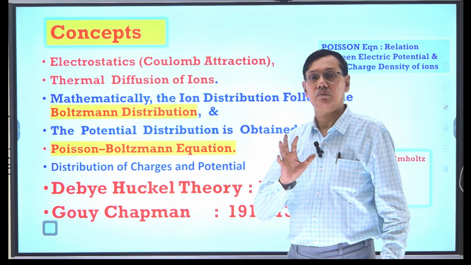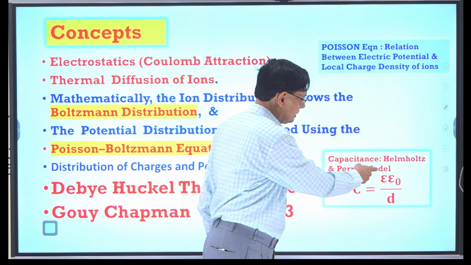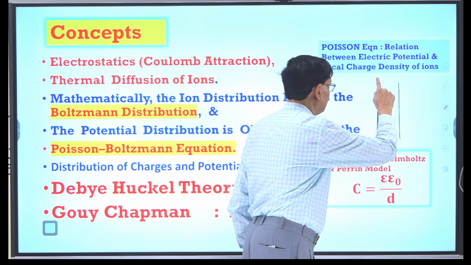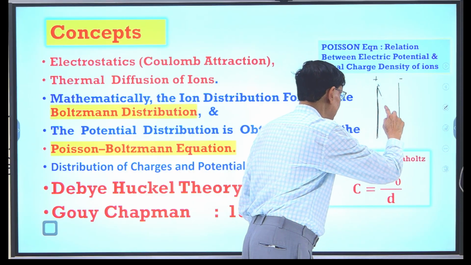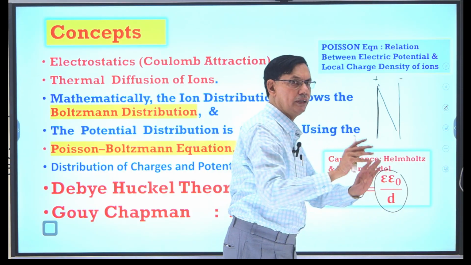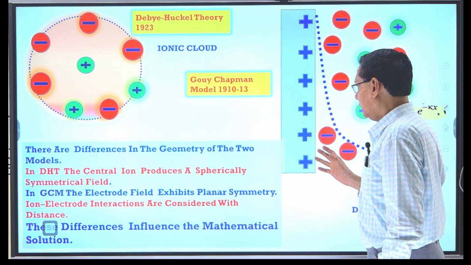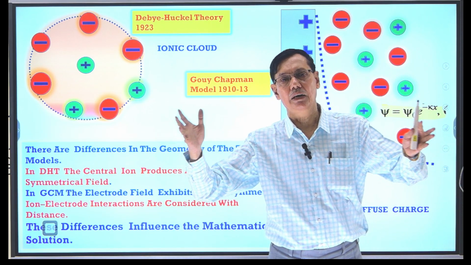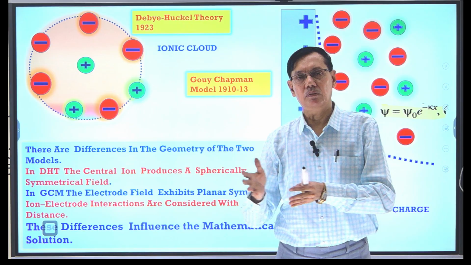Okay, and ultimately capacitance, you know that the Helmholtz equation is very simple, it's just like a simple capacitor, plus and minus, and there is a direct decrease like that. You know the formula of this, but don't worry about the Helmholtz equation. Now I am coming to the derivations. Before that derivation, you should have a clear-cut idea of what the difference is between Debye-Huckel and Gouy and Chapman.